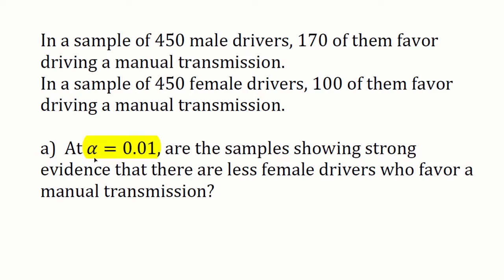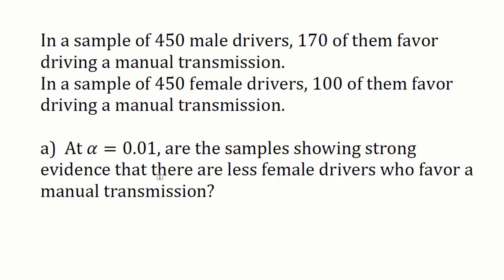So at alpha equals 0.01, are the samples showing strong evidence that there are less female drivers who favor a manual transmission? The question itself asks whether these two samples show strong evidence. And so, in the way the question is worded, this problem brings us into a hypothesis testing problem. Less female drivers who favor a manual transmission, but think a little further: less than what? Less than the male drivers.